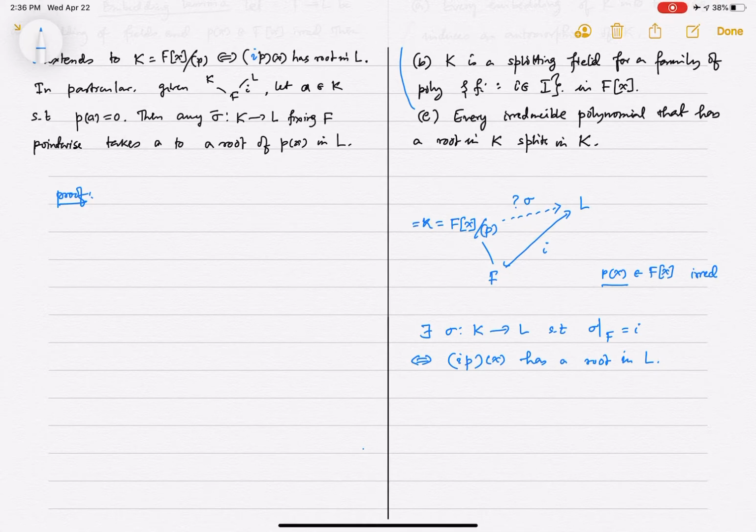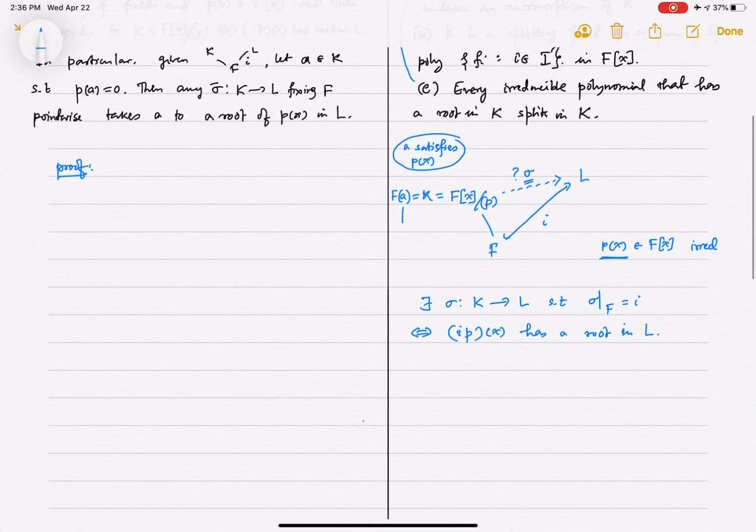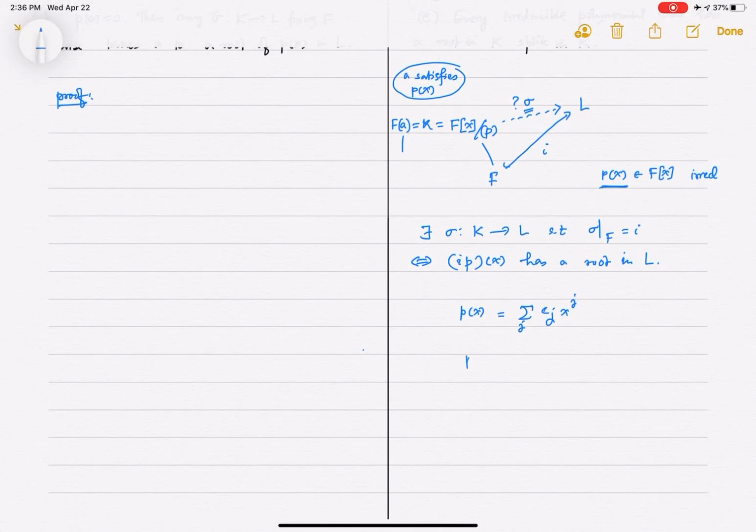You notice that K is obtained from F by adding a root of this polynomial P. So this is some root of P(x). So this A satisfies, in particular, A satisfies P(x). So if you had such a sigma, where would this A go? So let's write this polynomial as the sum of c_j x to the j. So what you know is P(A) is 0.